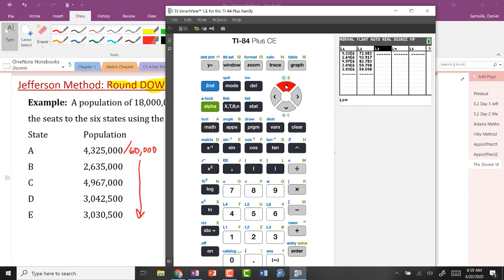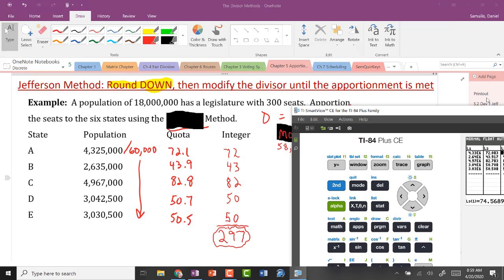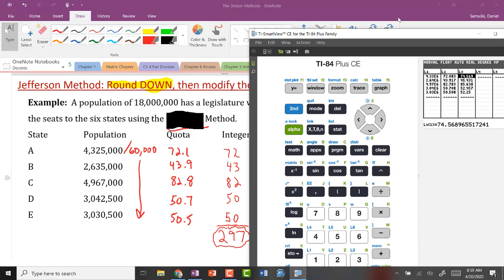So I'm going to go over to L3 and divide. Sorry, I didn't even tell you probably where L1 was, just to remind you, it's second one. So there's L1 divided by, let's try 58,000. Enter. Now what we want to do is look at this and do our rounding down. Okay, so what do we need? We needed 3 extra seats.